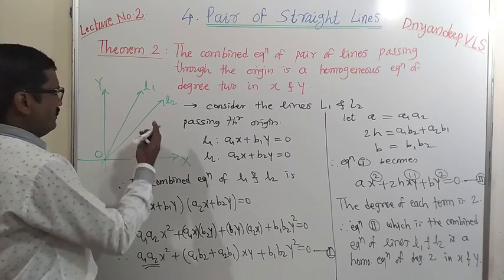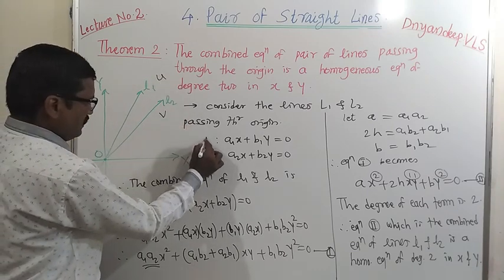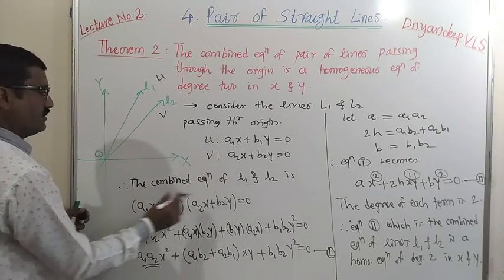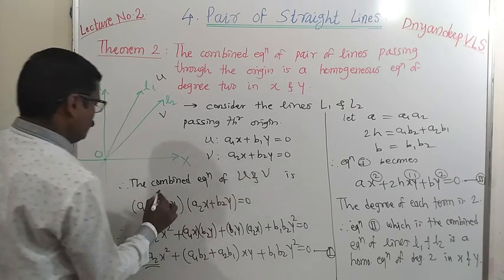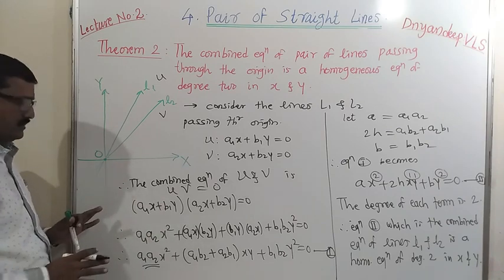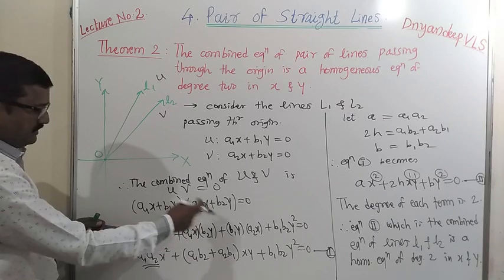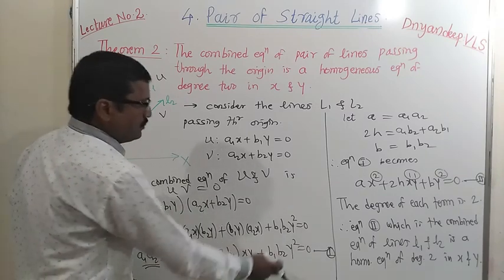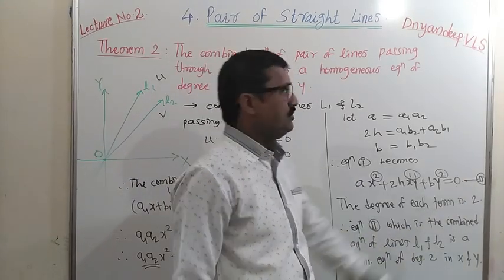You can take u and v instead of L1 and L2. So the combined equation of u and v is uv equal to 0. In that way also we can calculate it, and we get the same. Take the product of each term and just take different constants for these coefficients. So we get the equation as ax square plus 2hxy plus by square equal to 0.